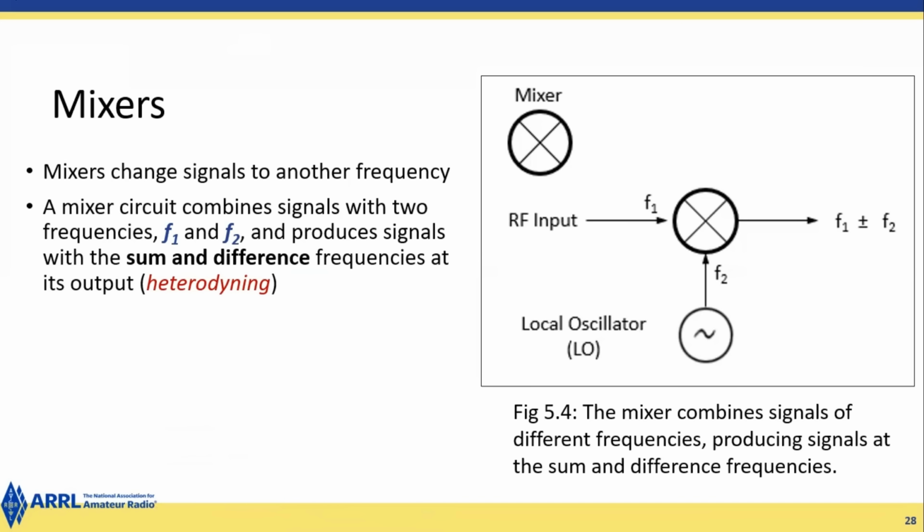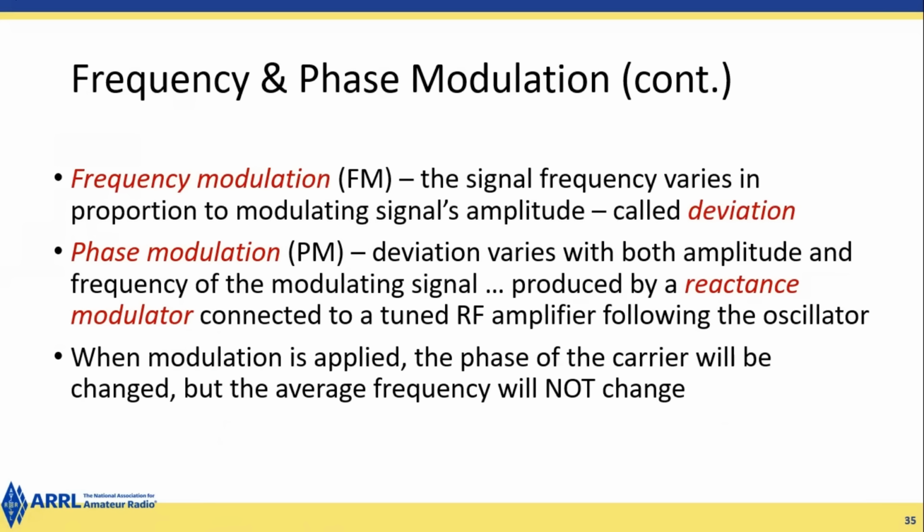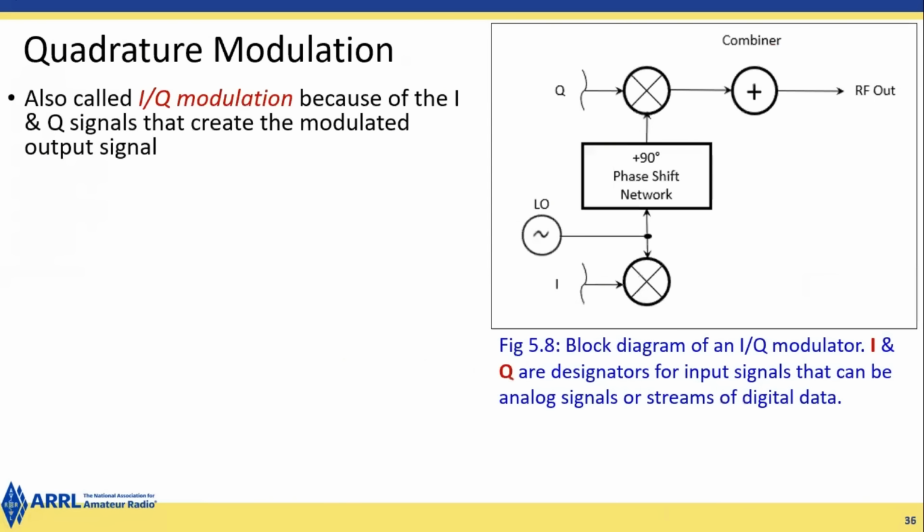Phase modulation: the deviation varies with both amplitude and frequency of the modulating signal, produced by a reactance modulator connected to a tuned RF amplifier following the oscillator. When modulation is applied, the phase of the carrier will be changed, but the average frequency will not change. Okay? And they sound identical on the air. If you listen to frequency modulation or phase modulation, they would sound the same. It's all about the detector.